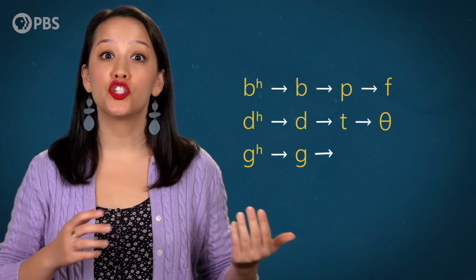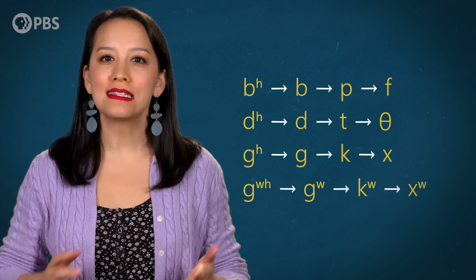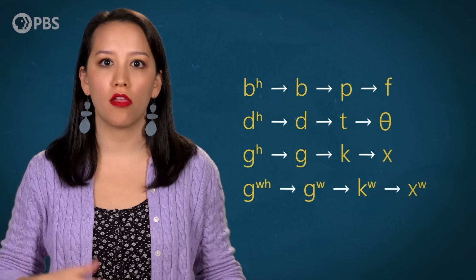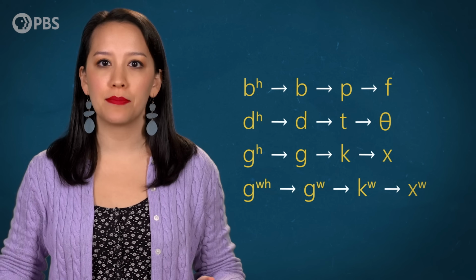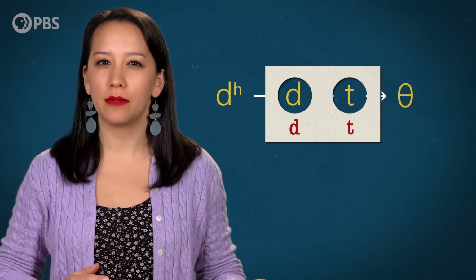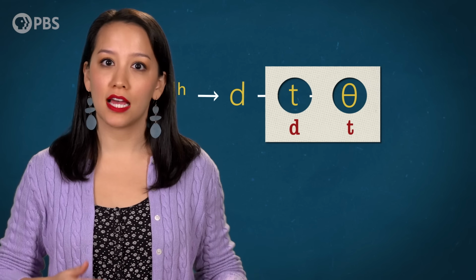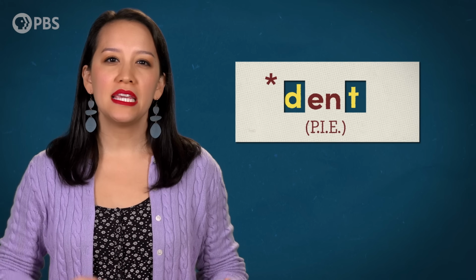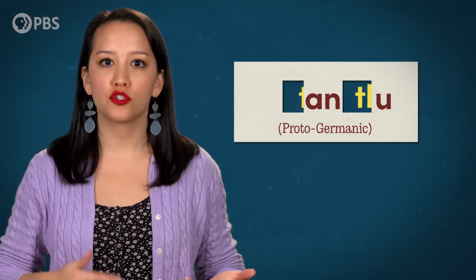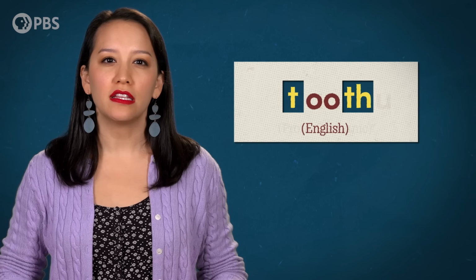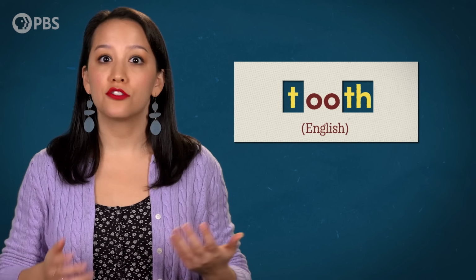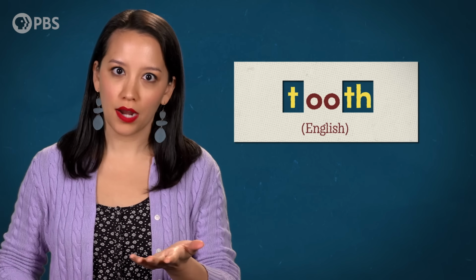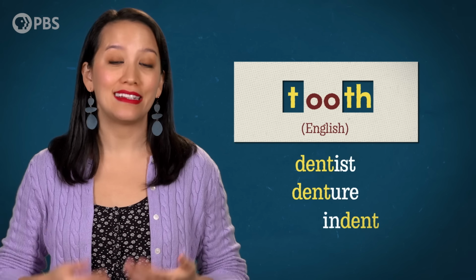Grimm's law works in chains of phonemes, with one sound change pulling or pushing the others in the chain along with it. For example, in this chain, the d sound becomes t, and the t sound becomes th. So the PIE root dent becomes the Proto-Germanic tanthu, and finally the English tooth, which means that tooth is cognate with, not surprisingly, dentist, denture, and indent.